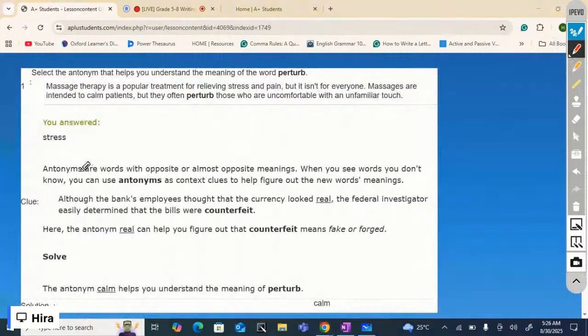Okay, antonyms. What are antonyms? Antonyms are words with opposite or almost opposite meanings. So when you see words you don't know, you can use antonyms as context clues to help figure out the meaning of new words. Let's read this text.